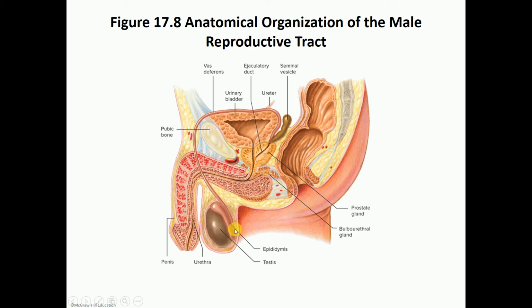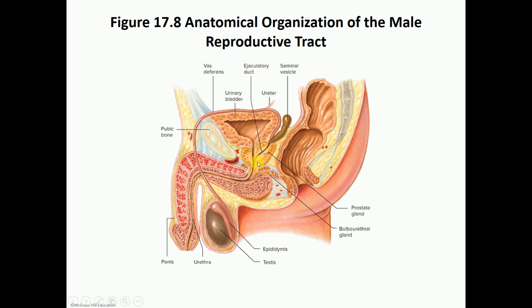And then when they're ready to leave the body, they would have to travel through the vas deferens. And you can see how the vas deferens goes above, or superior, to the urinary bladder, and then it curves posteriorly and is found now posterior to the bladder. Then all of those sperms will be dumped into the ejaculatory duct that passes through the prostate gland.